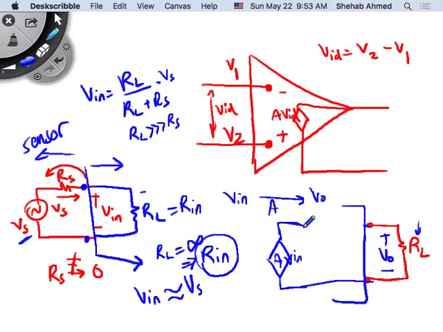What other restriction do I have? Any physical system can be modeled using the Thevenin equivalent circuit. So what's the Thevenin equivalent circuit for my op-amp? My op-amp's output will look like this. This is the Thevenin equivalent circuit for my op-amp's output, connected to the load, because current will have to flow, right? Dependent source. Yeah, it's a dependent source.